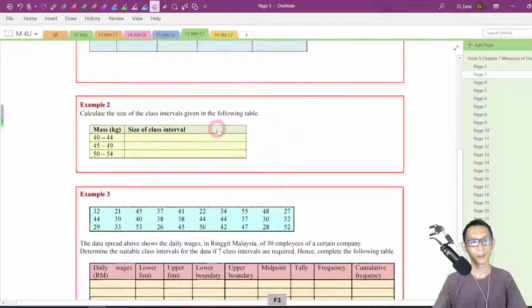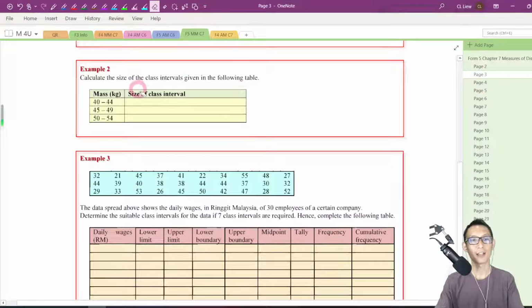Okay, let's look at this example. Calculate the size of the class interval given in the following table. So when we group the data into few class interval, make sure that the size of every class interval is the same. Now, to determine the size of the class interval, you need to be more careful.